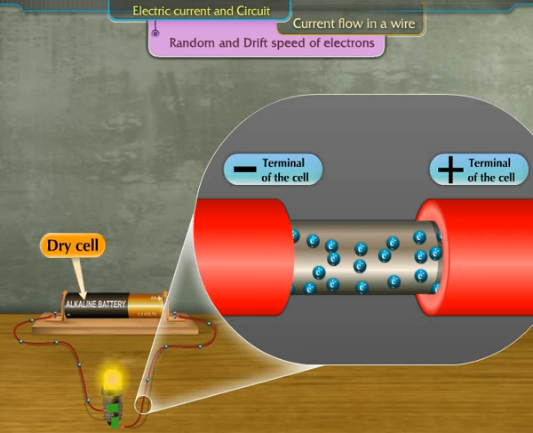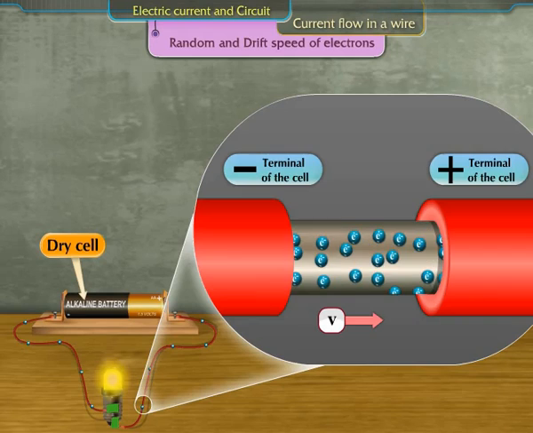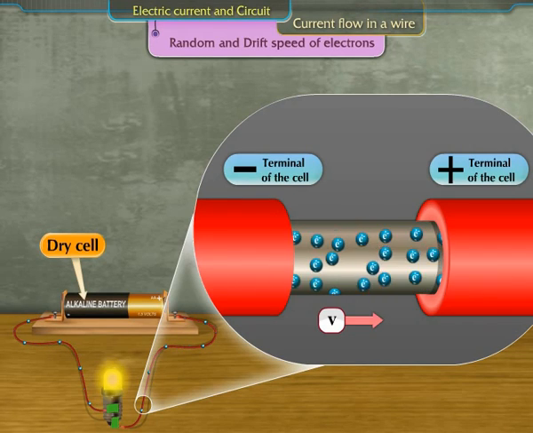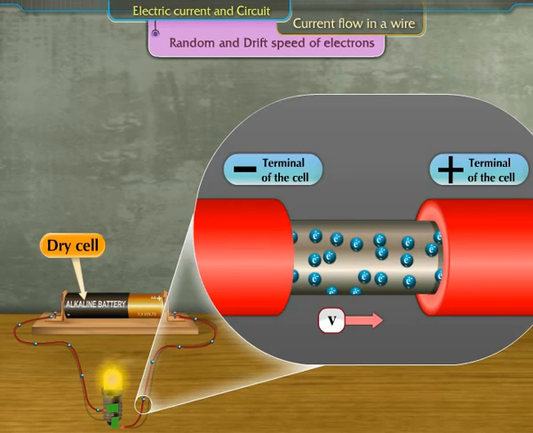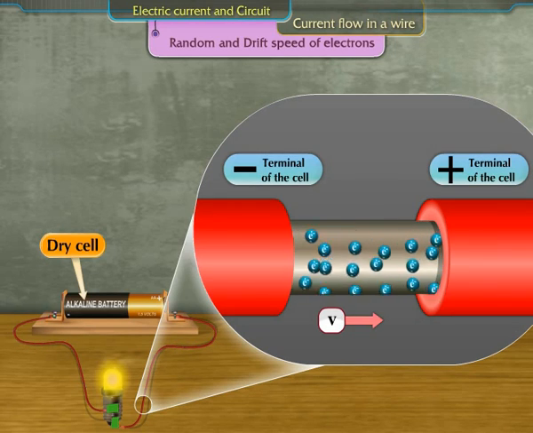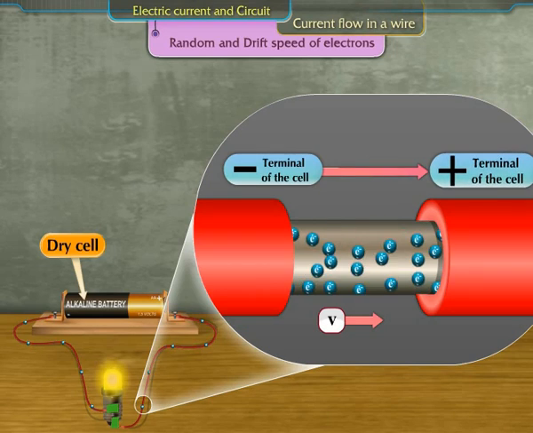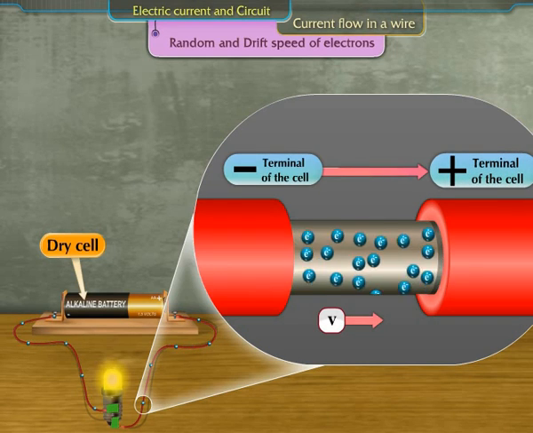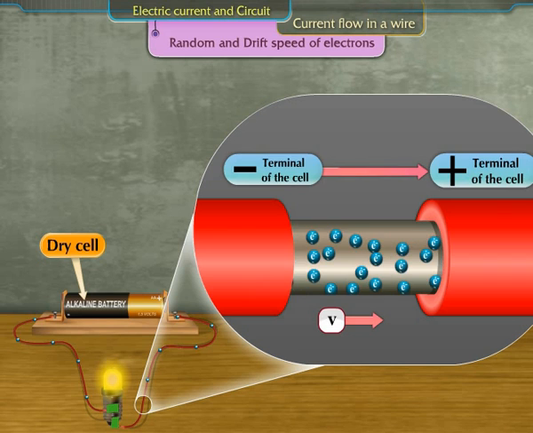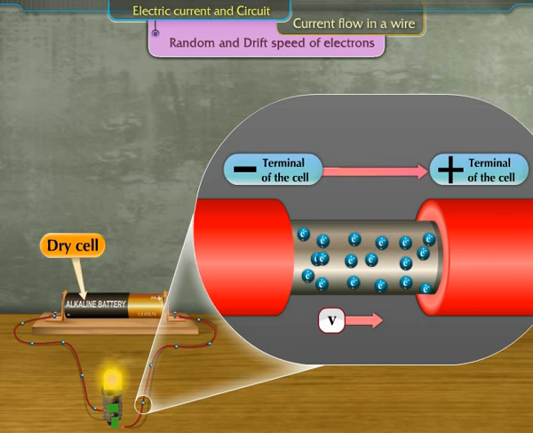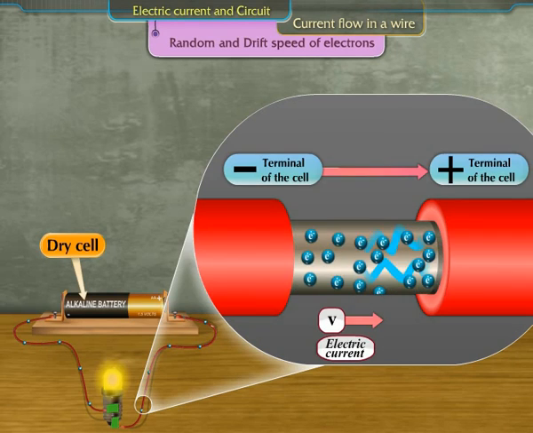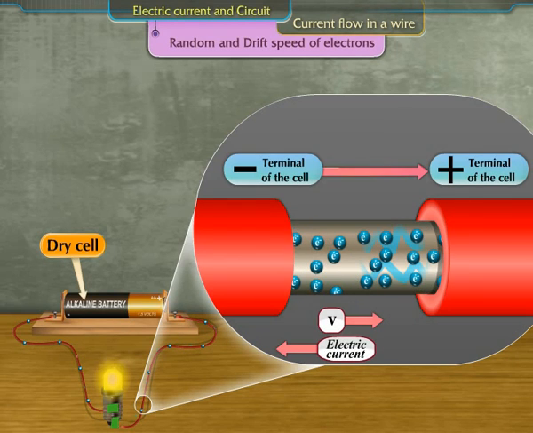The electrons gain velocity in the direction of the electric force. This velocity gets superimposed on the random velocity of the electrons. As a result, the electrons in the conductor move with a certain average drift speed towards the positive terminal of the cell or the battery. This flow of electrons constitutes the electric current in the wire.